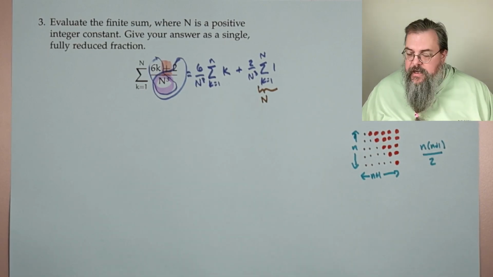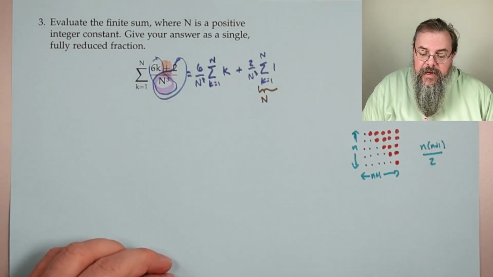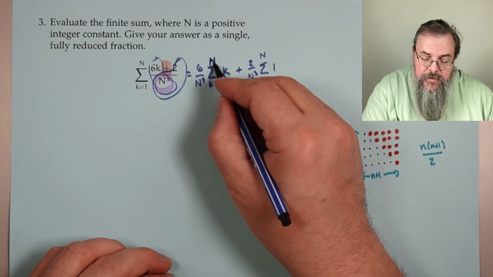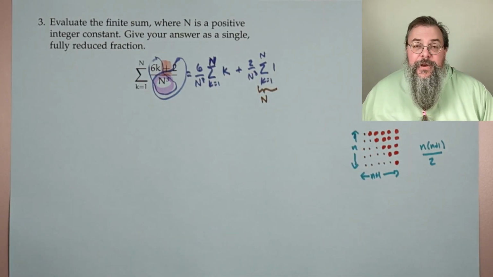And I have a small typo here. Let me fix my small typo. It's supposed to be n, like that. Haha. Check your work. Make sure you copy. Sorry about that. All right, now, what do we do?